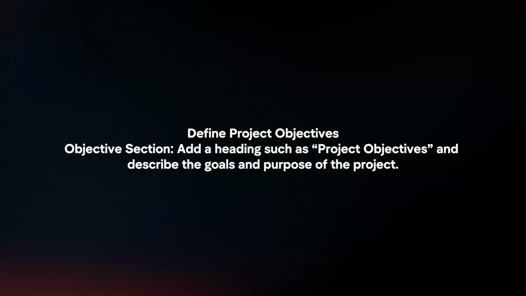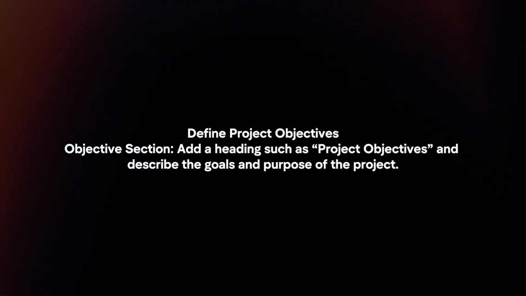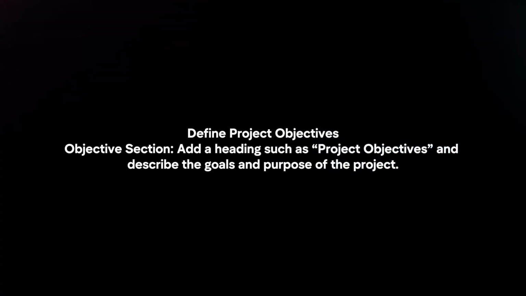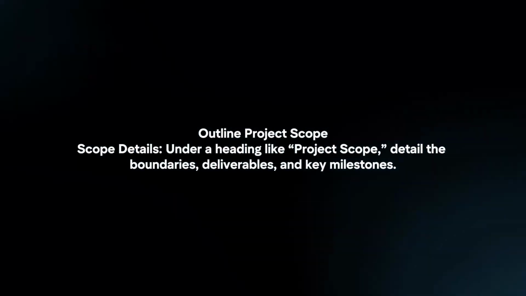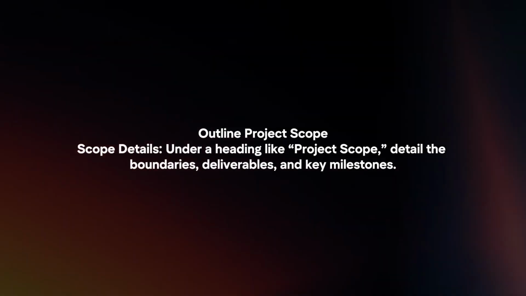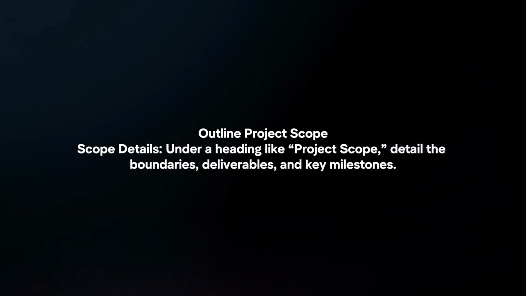Define project objectives. Objective section. Add the headings such as project objectives and describe the goals and purpose of the project. Outline project scope. Scope details. Under a heading like Project Scope, detail the boundaries, deliverables, and key milestones.